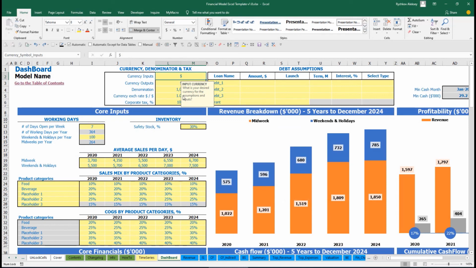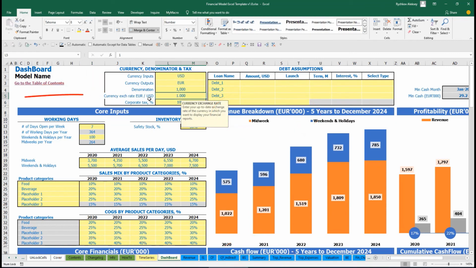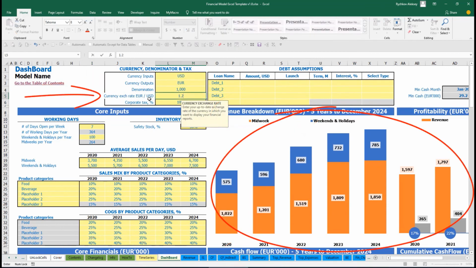On the top of the dashboard you have currency, denomination, and taxes setup. So currency inputs means that you can input all your drivers for the model using one currency. You have currency outputs. It can be the same as currency inputs, and it can be different from currency inputs. So let me give an example. When you input in United States dollars, you have euro as an output, and for this case you can set up currency exchange rate. This is 1.2 for example.